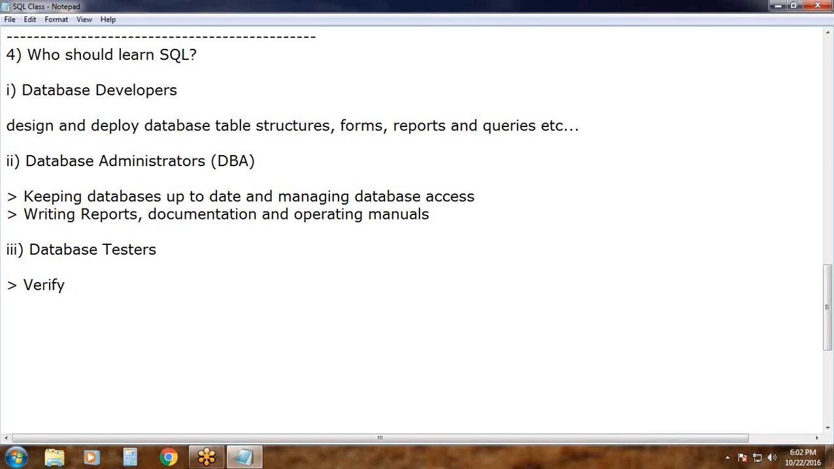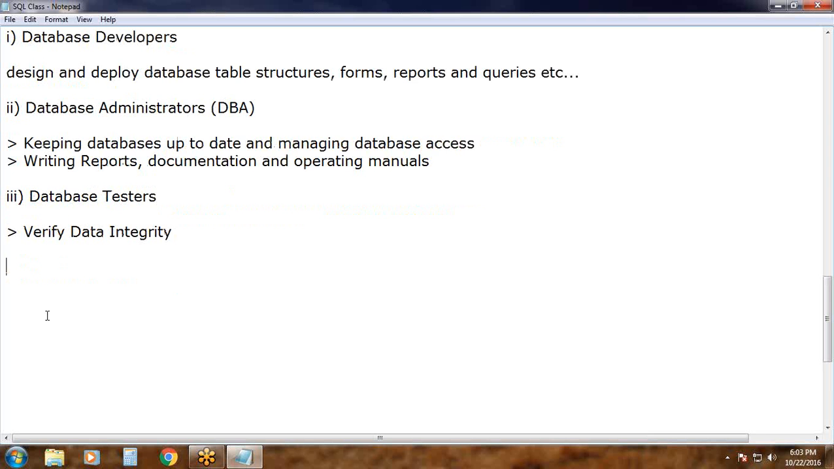Verify data integrity. What is data integrity? Data is correctly storing or not, and in correct places storing or not. Suppose we are entering 3 subjects marks, maths, physics, chemistry, 10 records, 10 into 3, 30 fields, 10 records entered, but maths mark stored in physics cell, physics mark stored in chemistry cell. That is not data integrity. Correctly storing means all records storing and in correct places. That is data integrity. We have to verify the data integrity. This is one of the important database testing operations.